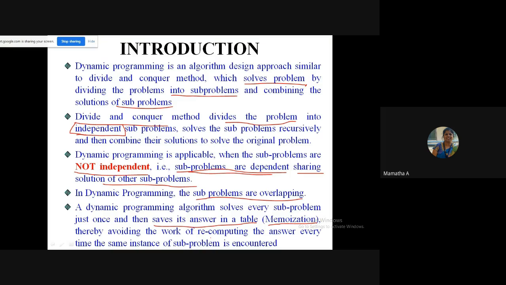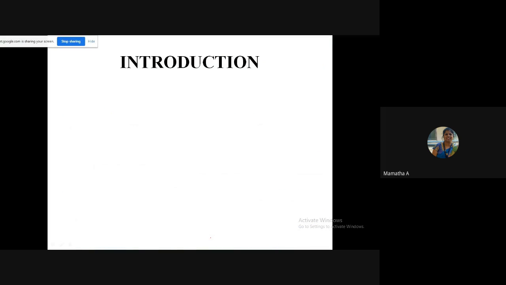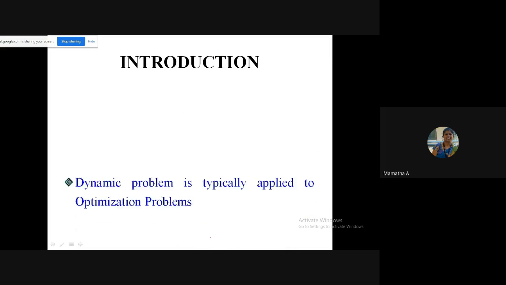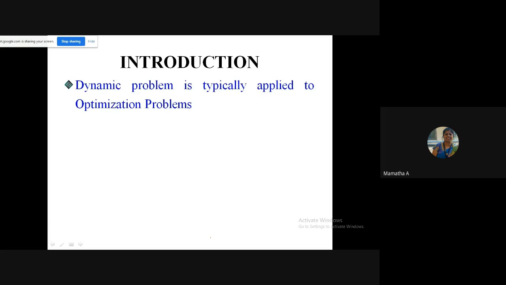Are you understanding? So this dynamic programming approach again is applied to optimization problems. So you know what optimization is. Even the greedy approach is applied to optimization problems. What are these optimization problems?